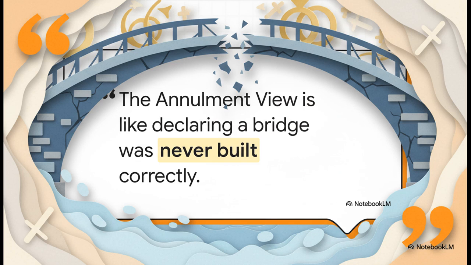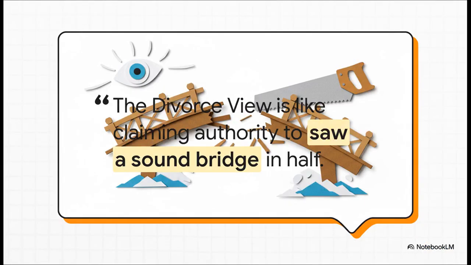You know, there's a really great analogy that makes this distinction super clear. The annulment view is like inspecting a bridge and declaring it was never built correctly in the first place. See, you're not destroying a perfectly good bridge, you're just recognizing that it was never a sound, safe structure to begin with. And that's a world away from how many people see divorce. That view is like taking a perfectly sound, functioning bridge with cars on it and claiming you have the authority to just saw it right in half. One is an act of recognizing a flaw, the other is an act of destruction.